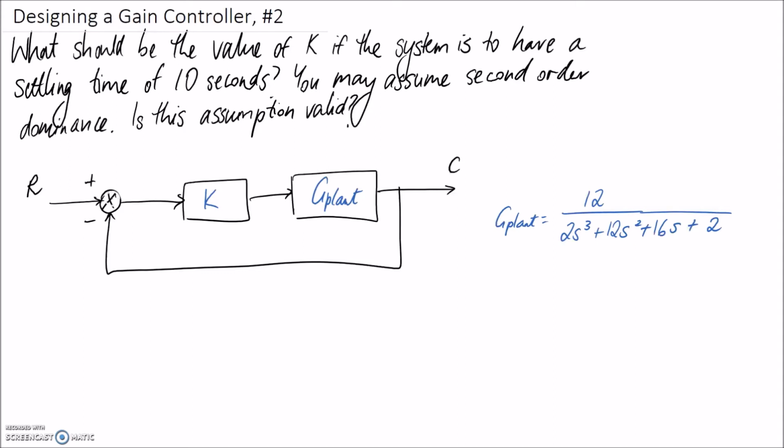So we're going to need the transfer function of what's on the top line here. I'm going to call that the open transfer function, remembering that open is when you're not considering the feedback loop, so it's just the forward part of your system. So it's just going to be the transfer function of the two blocks multiplied together. We've been given the plant one over here. So multiplying these together, we're going to get 12k on 2s cubed, 12s squared, 16s, and 2.